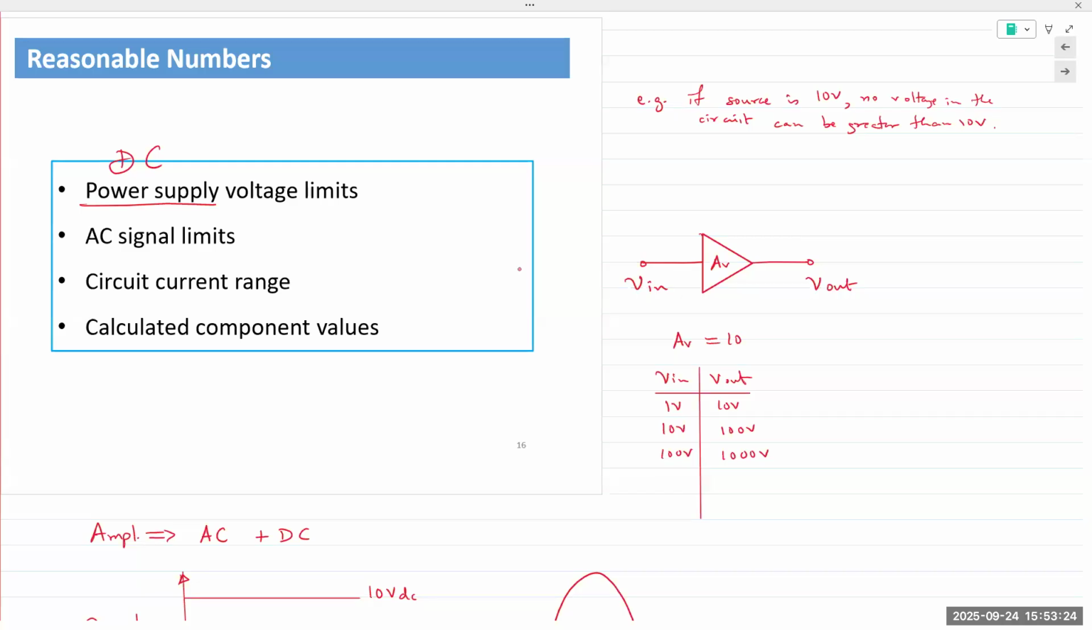And so those all come under the umbrella of reasonable numbers. So let me talk about the exception to this. And this is something we'll look at in clamper circuits.